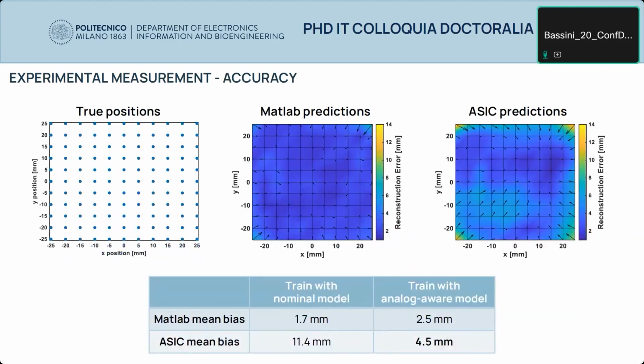We also tested the accuracy of the neural network on a grid of points, and here what I want to highlight is that the ASIC reconstruction error improved a lot, from 11 millimeters to 4.5 millimeters, when the network is trained with an analog-aware model. So even if these values are still not sufficient for the intended application, it's a promising result showing that the model was good at predicting the actual electrical neural network.